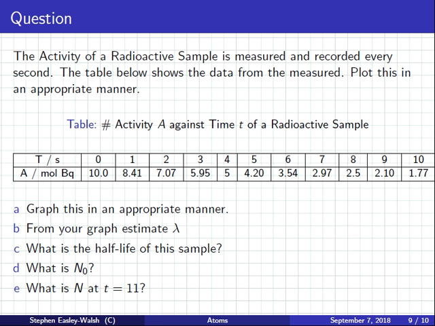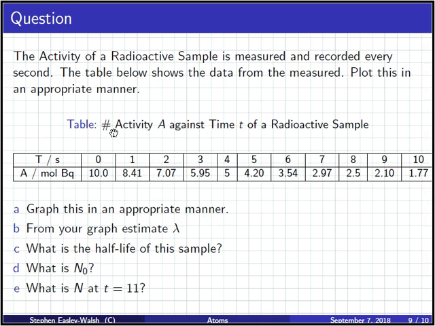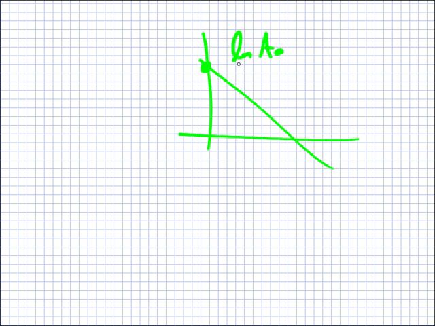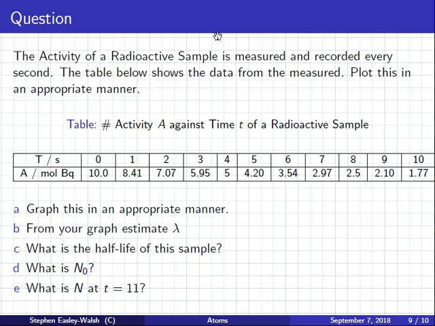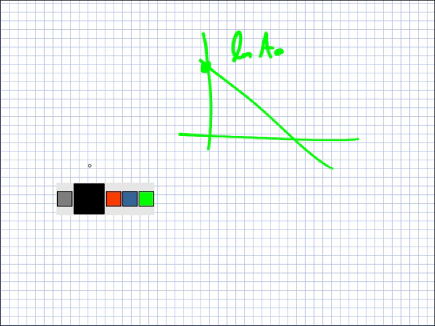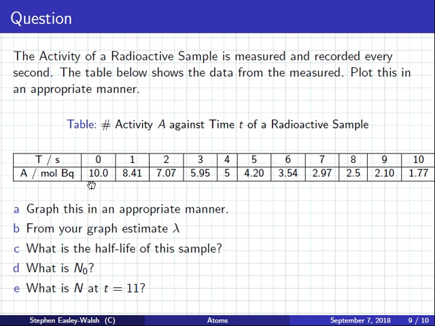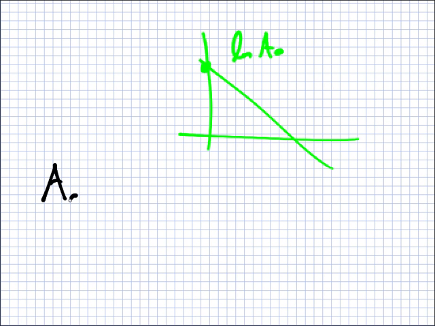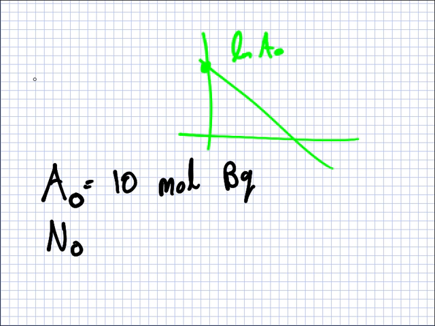Now, this is the hard part, well, not the hard part, but I want to do this one here. What is N0? N0 is the intercept. Not quite, because when you draw your graph, this here would be log A0. It's different, okay? Now look, it's no problem, because what you could also do is this. If you look at your table, what's A0? A0 is 10 moles. And I want N0. Now, I can just use this formula.